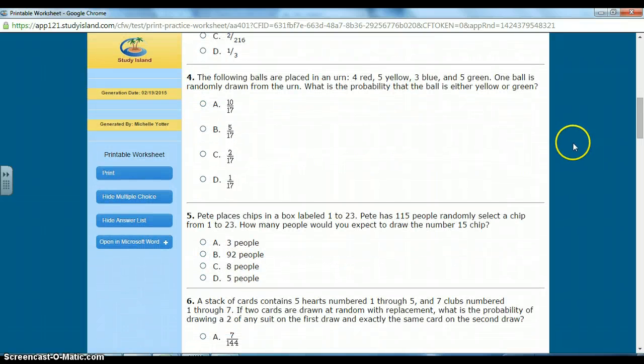Okay, the next one, the following balls are placed in an urn: 4 red, 5 yellow, 3 blue, and 5 green. One ball is randomly drawn from the urn. What is the probability that the ball is either yellow or green? So the number of possible outcomes is adding them all up. 4 plus 5 plus 3 plus 5 is going to give you 17. And now we need to know yellow or green. 5 yellow and 5 green, so that's 10. So our answer is 10 out of 17 is our probability of drawing either a yellow or a green.